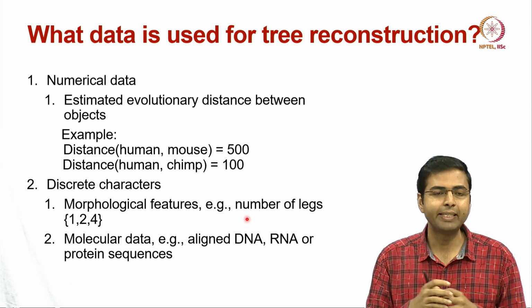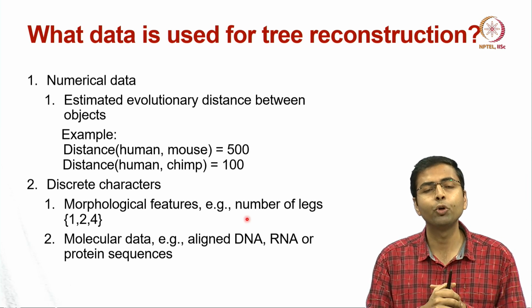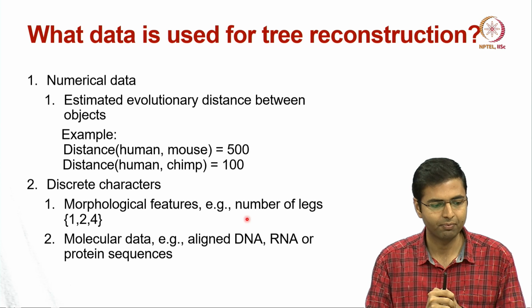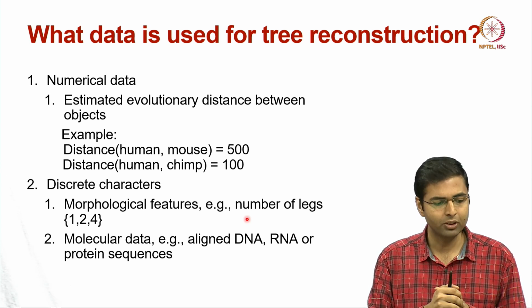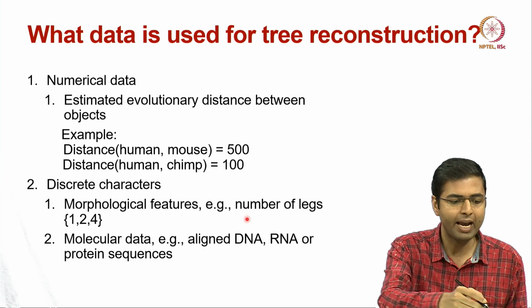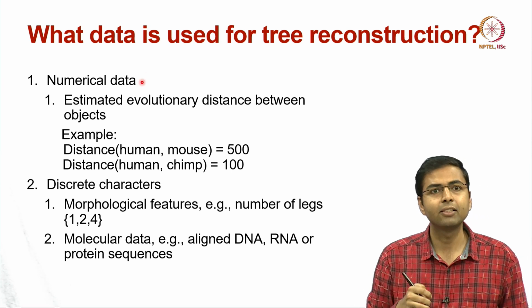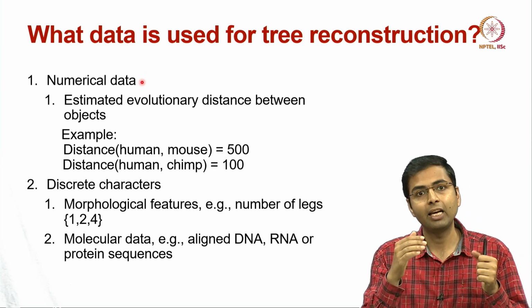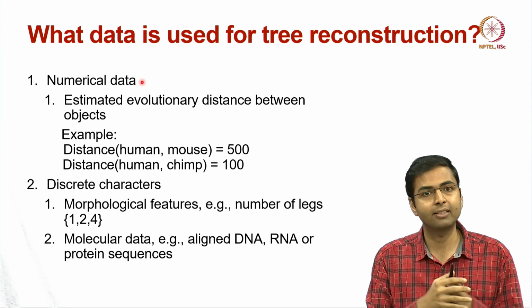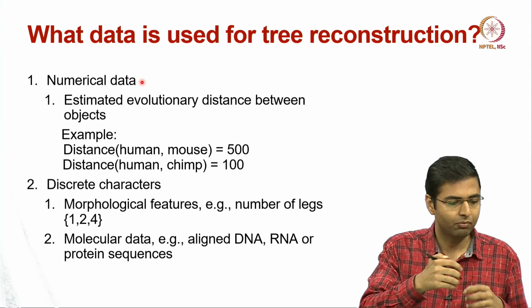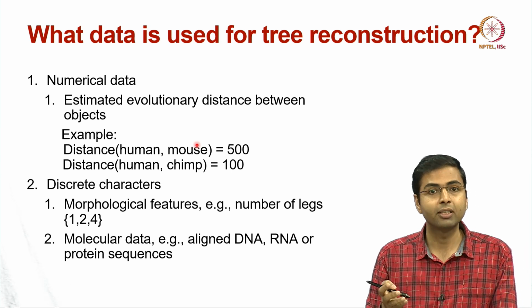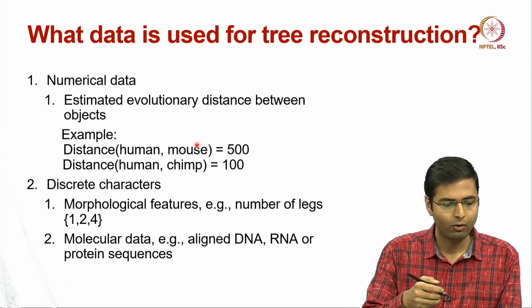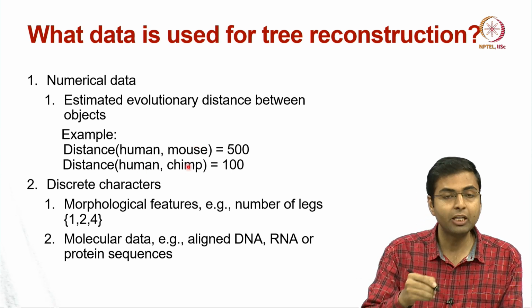So, the first basic question is, what kind of data would you use for tree reconstruction? Typically there are two kinds of data that people use. In one case you may have numerical data, that is, you may have pairwise evolutionary distances between objects. For example, you may be given that the distance between human and mouse is 500, whereas the distance between human and chimp is 100.